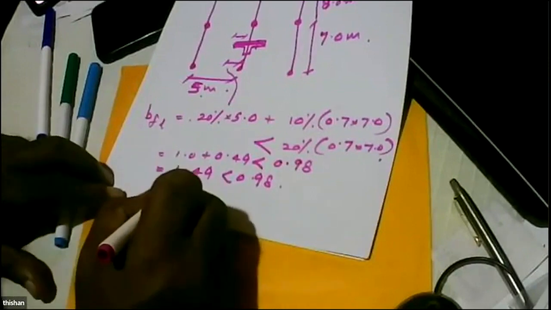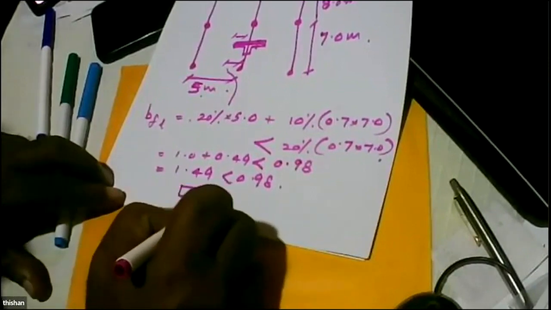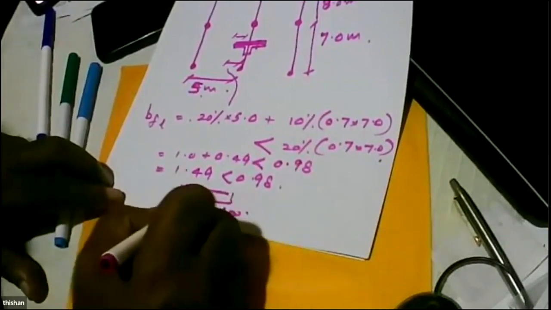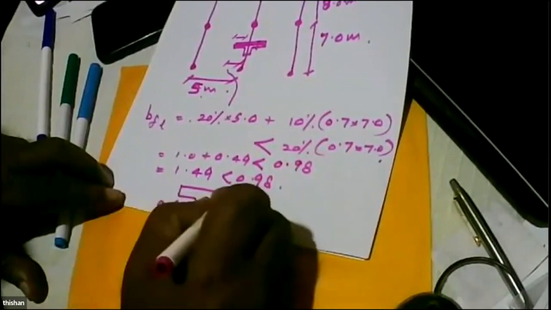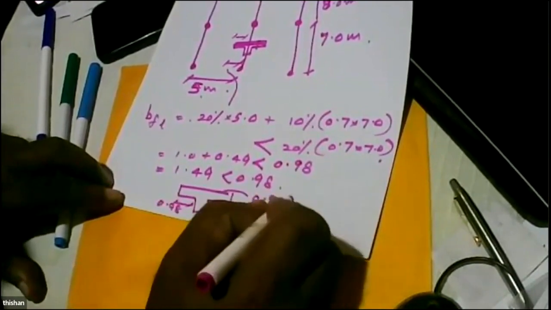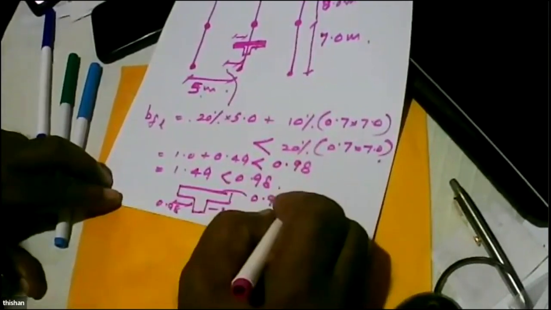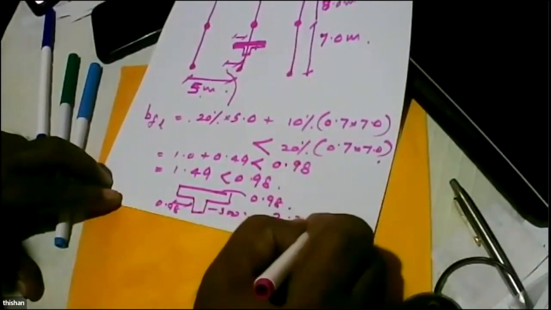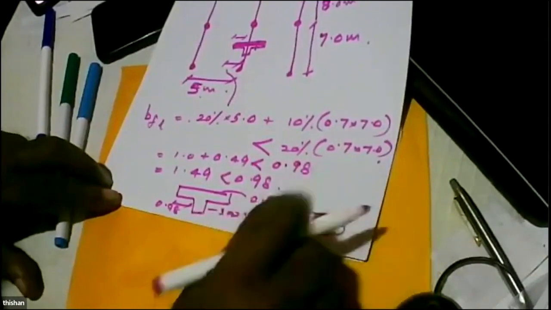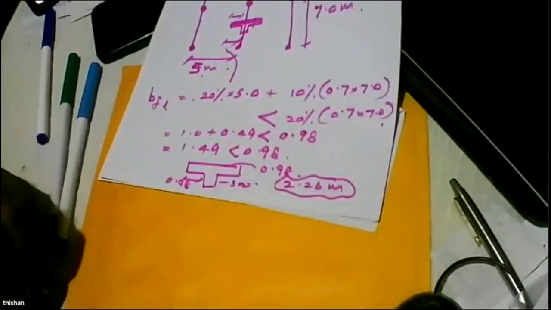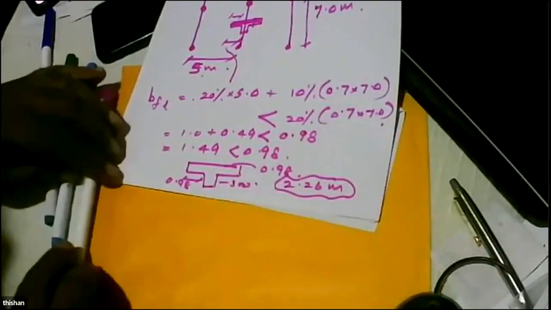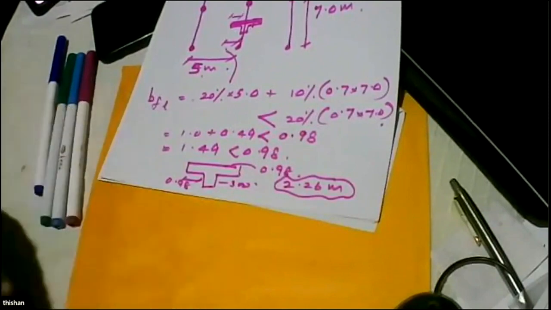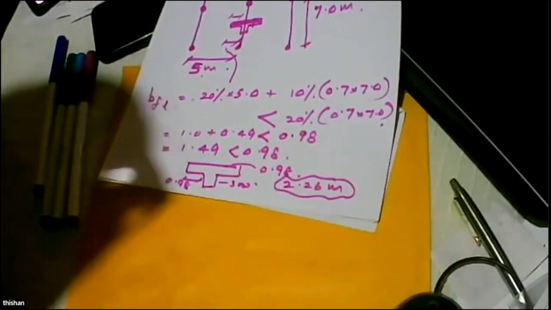So the width of the flange beam is, say, this 300 millimeter rib. So this side 0.98, this side 0.98. So 1.96, 2.26 meters. Is that clear? Yes, sir. Because it's symmetrical, I have considered the same value on the other side, so altogether 2.26.